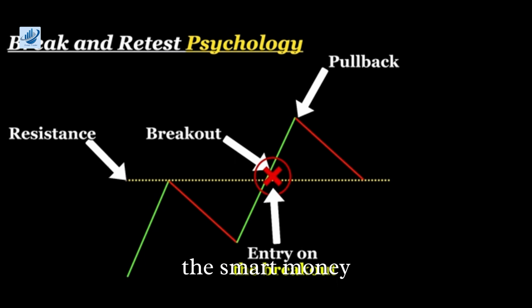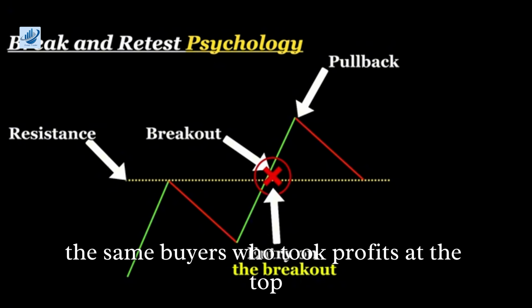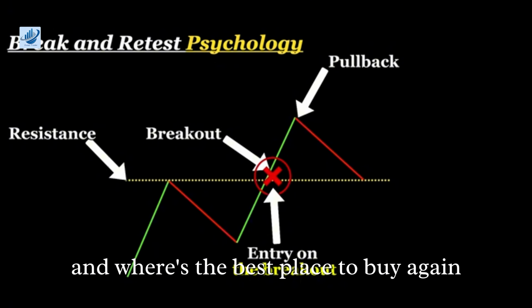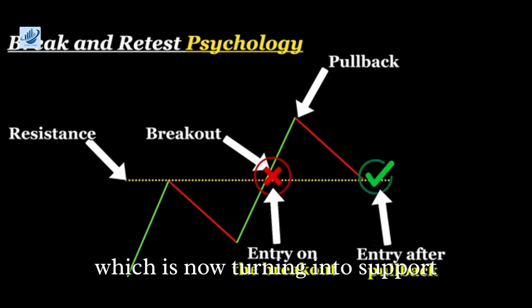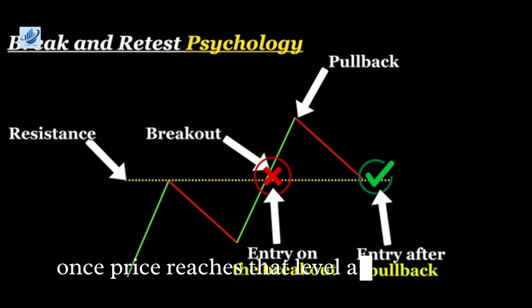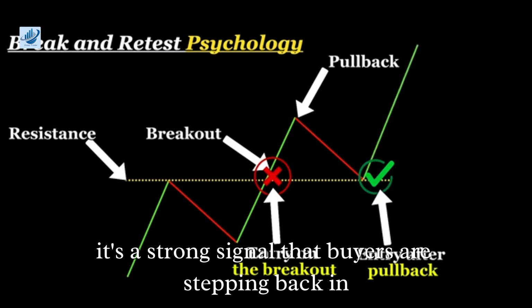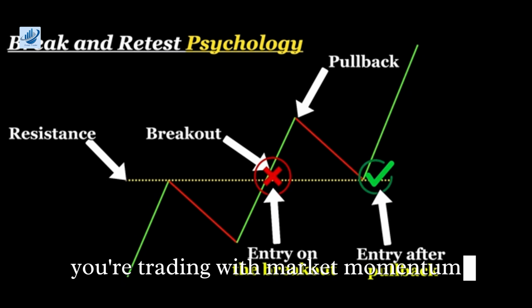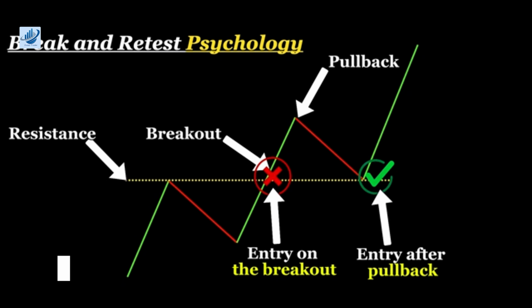The smart money, the same buyers who took profits at the top, are now looking for a new entry at a better price. And where's the best place to buy again? The previous resistance, which is now turning into support. Once price reaches that level and rejects it, it's a strong signal that buyers are stepping back in. That's your confirmation. If you enter here, you're trading with market momentum, not against it, and applying the break and retest strategy the right way.